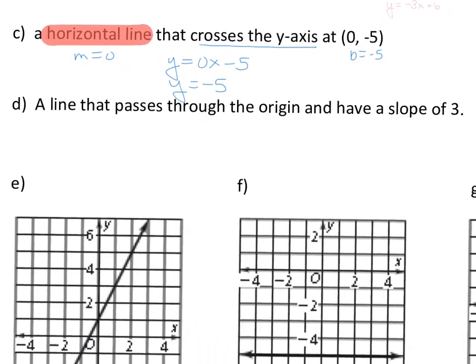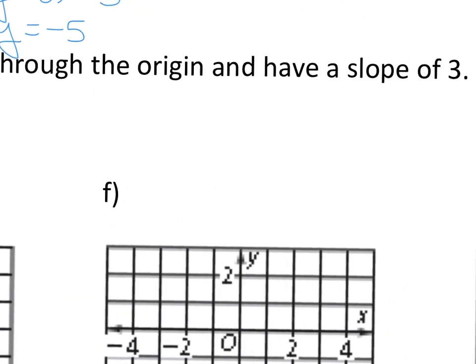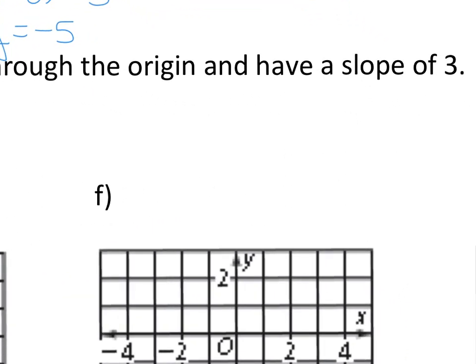Okay, so now this says a line that passes through the origin and has a slope of 3. If we're thinking about the origin, hopefully we know that the coordinate point there would be (0, 0). So if that's the case, then that means my b value is 0. That's my start position. And then I have a slope of 3. So y = 3x + 0.